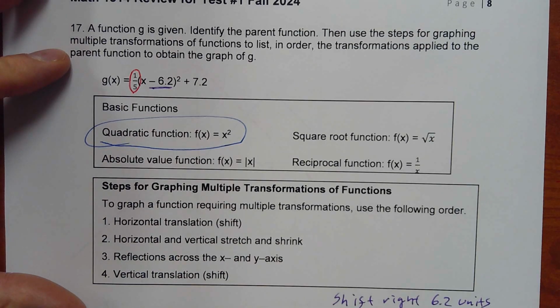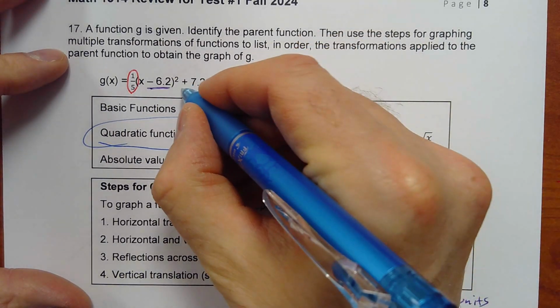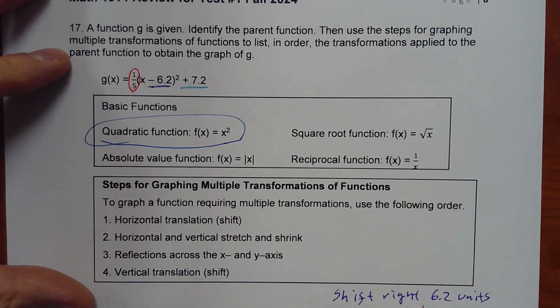And then we want to do the vertical shift. So that would be this one here. And that's going to be 7.2 units upward.